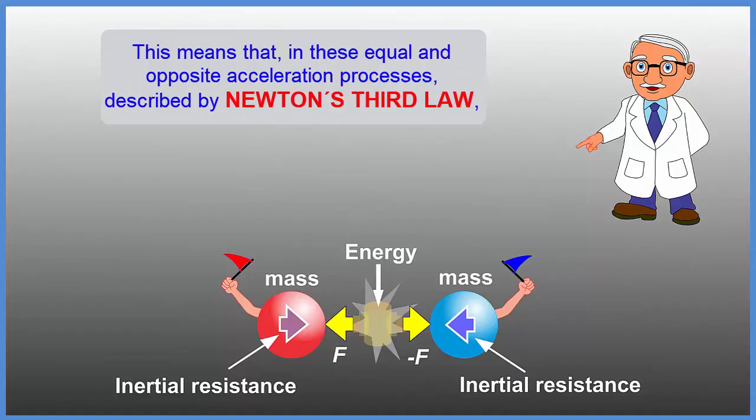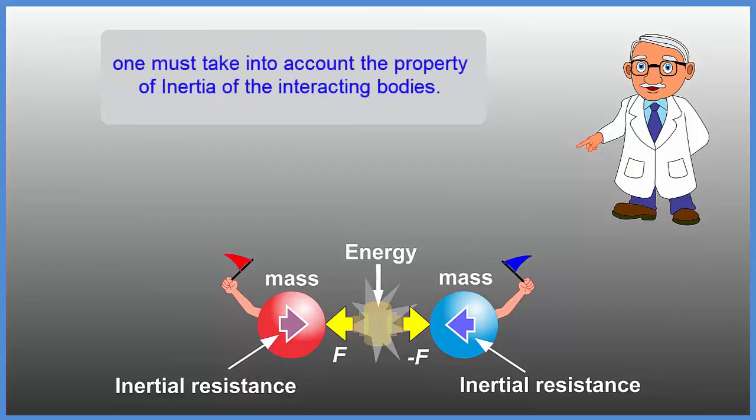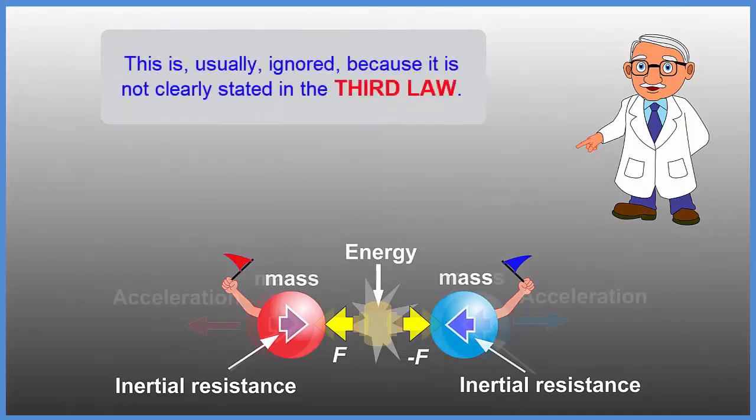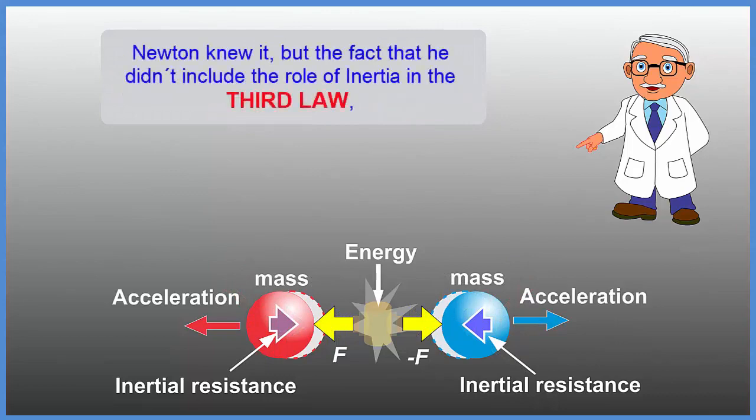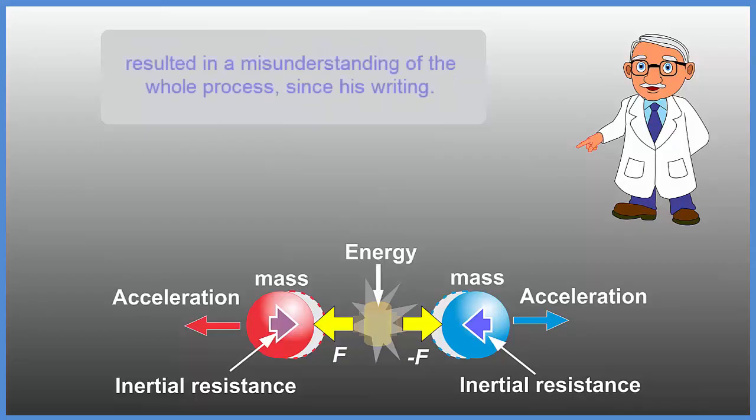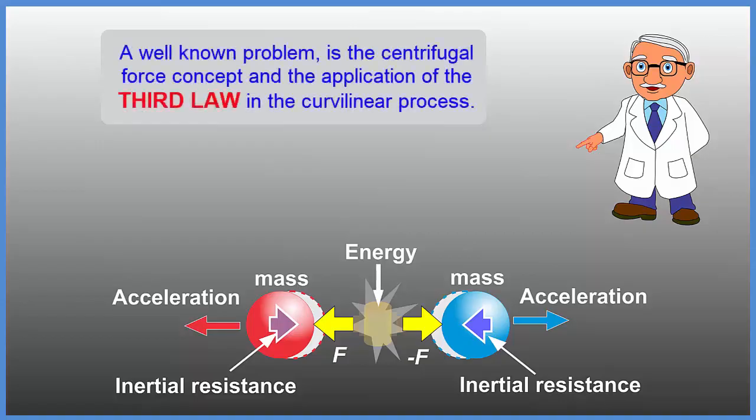This means that, in these equal and opposite acceleration processes, described by Newton's third law, one must take into account the property of inertia of the interacting bodies. This is usually ignored, because it is not clearly stated in the third law. Newton knew it, but the fact that he didn't include the role of inertia in the third law resulted in a misunderstanding of the whole process since his writing. A well-known problem is the centrifugal force concept, and the application of the third law in the curvilinear process.